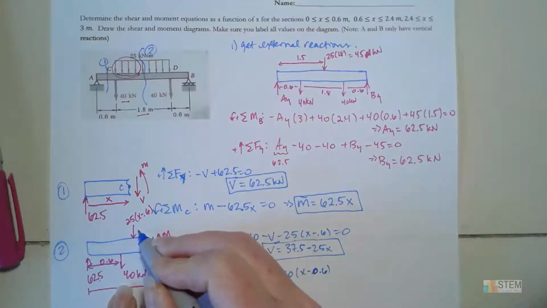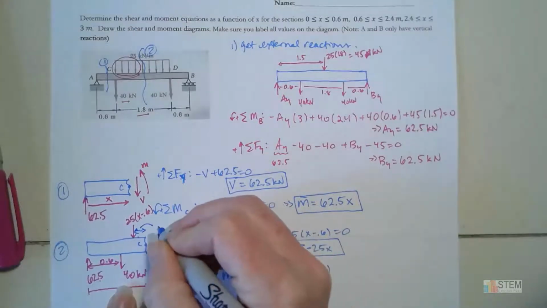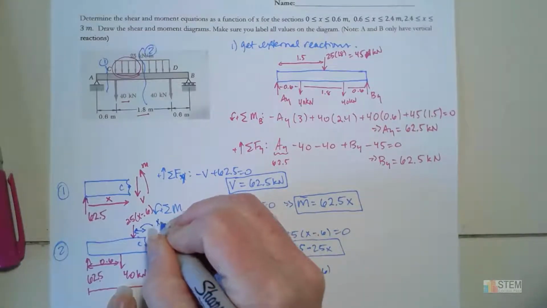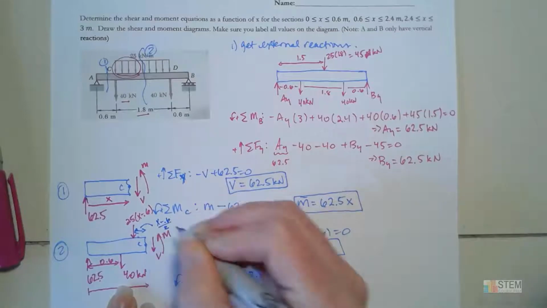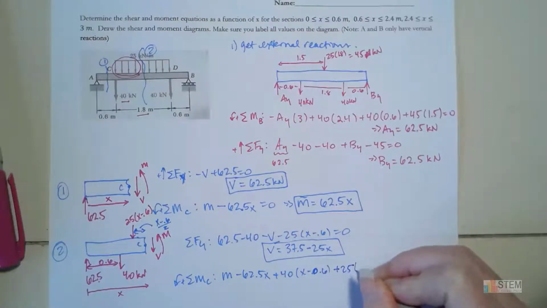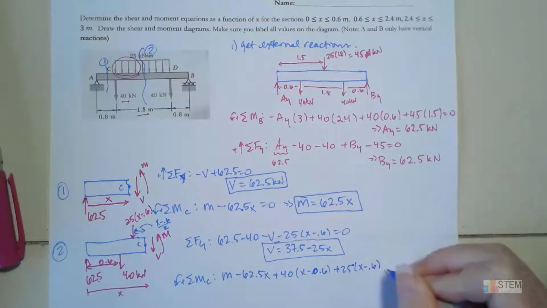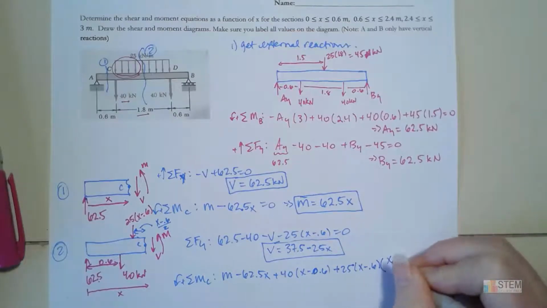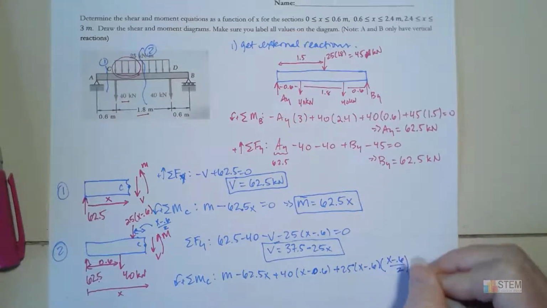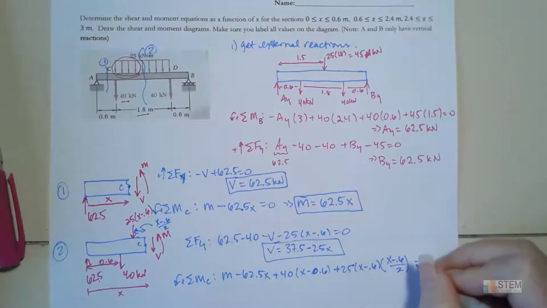And then up here, I need to know this distance. All right, well that distance is going to be (x - 0.6)/2. So that's going to give me a positive 25 times (x - 0.6). That gives me the force itself, and then the distance will be (x - 0.6)/2. And that is it for that one. Set it to 0.